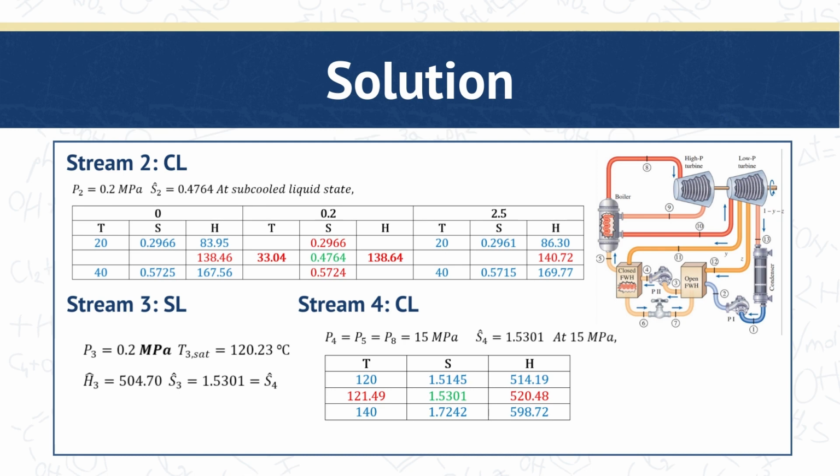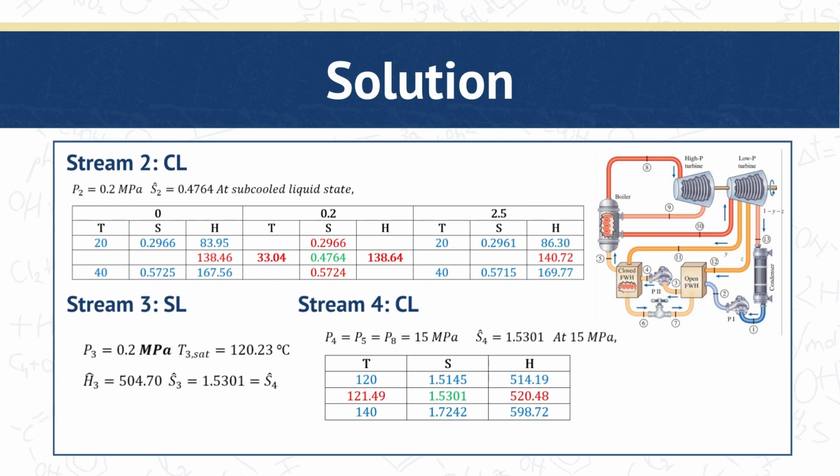After which we can calculate the temperature. So from the table, we have the endpoints of 20 and 40 degrees Celsius. And with that, the temperature is 33.04. After that, we can use this value to get the enthalpies at 0 and 2.5 megapascals via interpolation. And then using the pressures, we can get the specific enthalpy, which is 138.64.